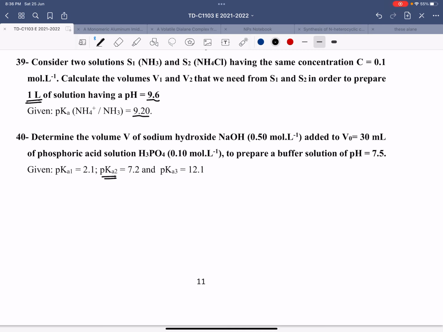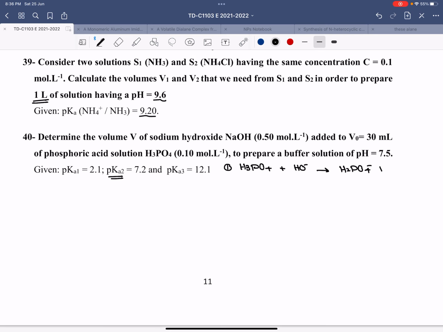So what you do is you just work the reaction. What do I mean work the reaction? Start with H3PO4, add HO minus to it, and then H2PO4 minus, remember, plus H2O. This has to be completely neutralized because we are away from the predominance region of these two couples.